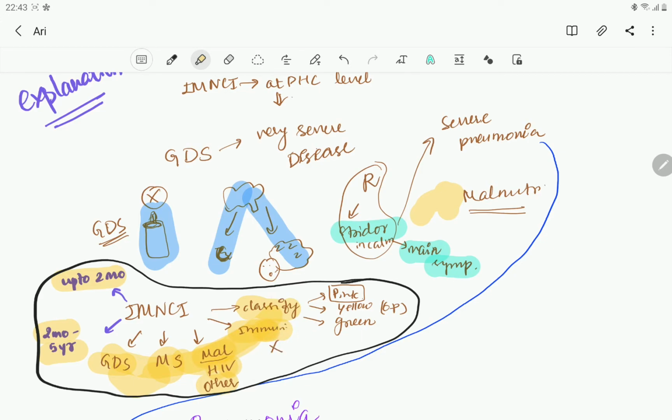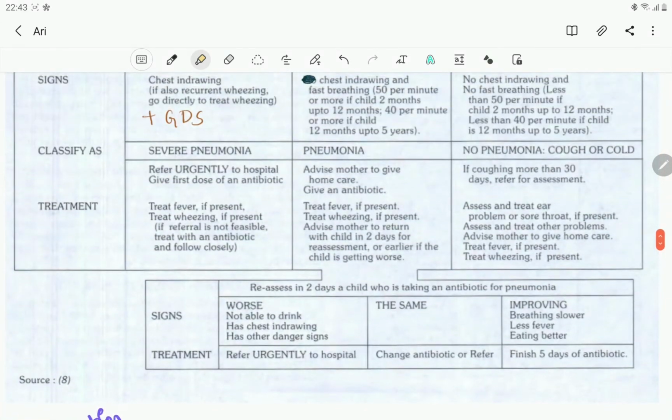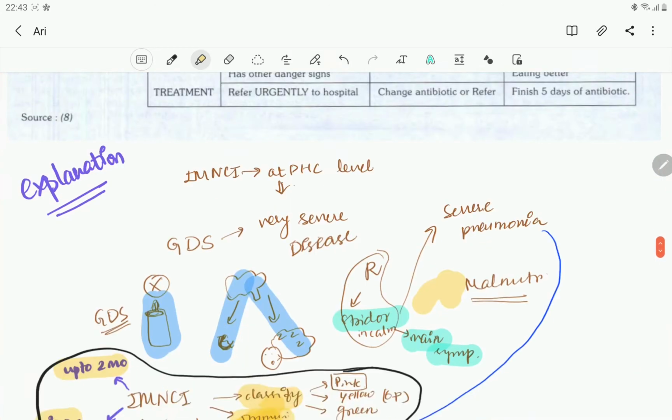So for the record, I'm only talking about the 2 months to 5 year category, because for the up to 2 months category, the update was really confusing. So I thought just stick to the book for that one. So I'm just talking about 2 months to 5 years over here, and I'm just giving an overview. After I give the overview, if we can go to this table over here, we'll be able to understand.